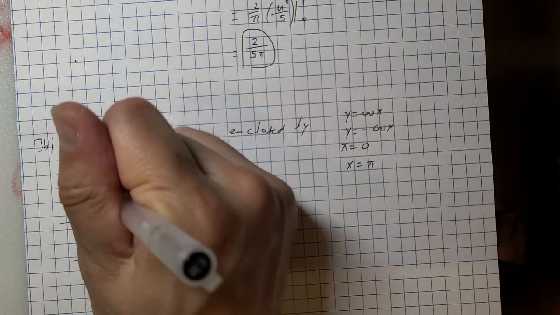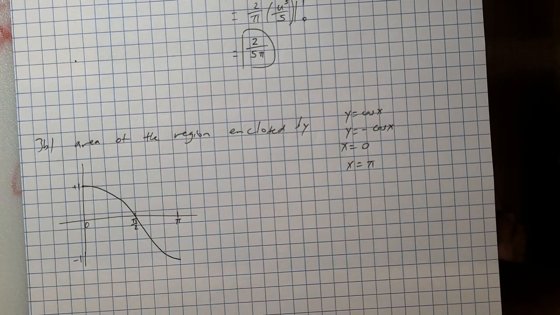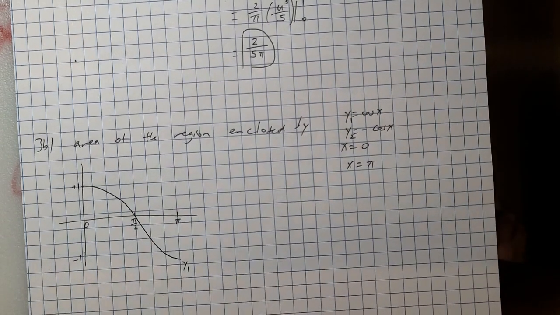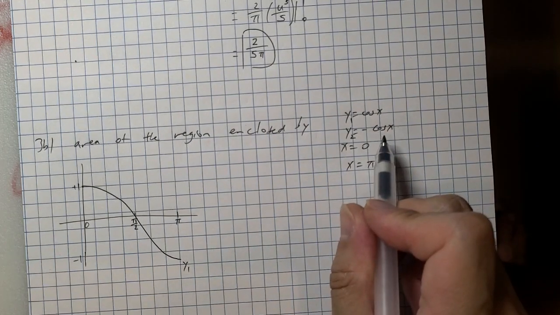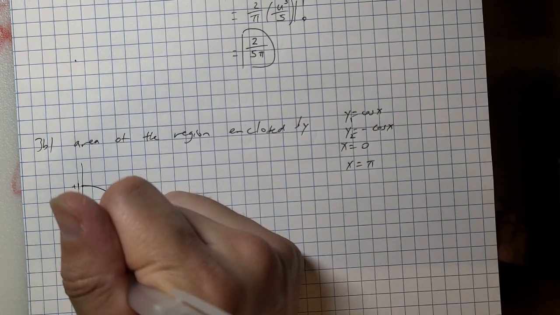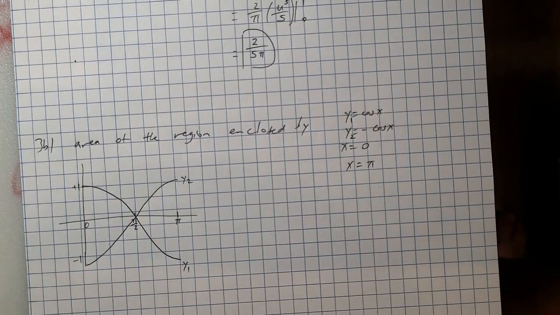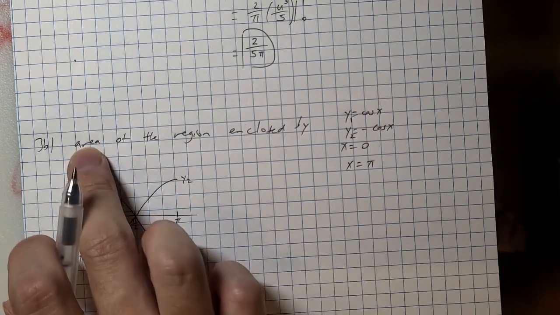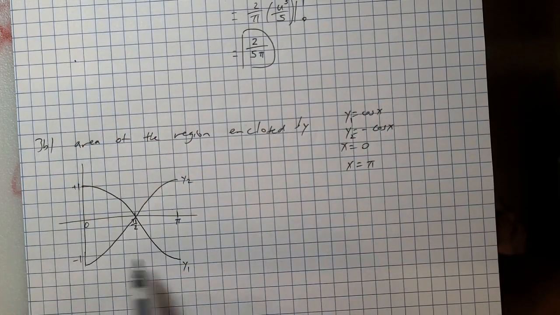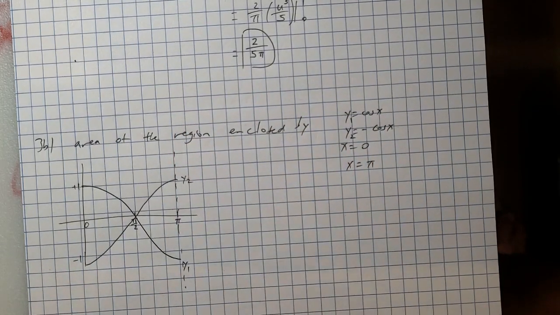And then it would go like this. Let's call this y1. Minus cosine x is just flipped over the x-axis, so it would look something like this. This is y2, let's call it. We want to find the area of the region enclosed by this curve, and 0 and pi. So pi is here, so let's draw a vertical line there.